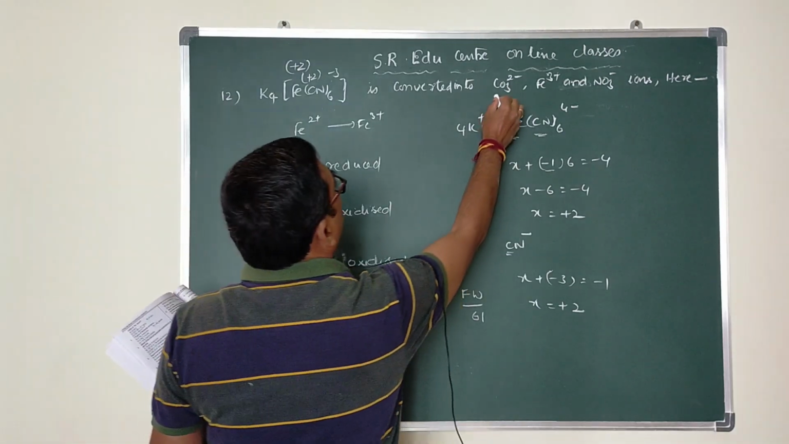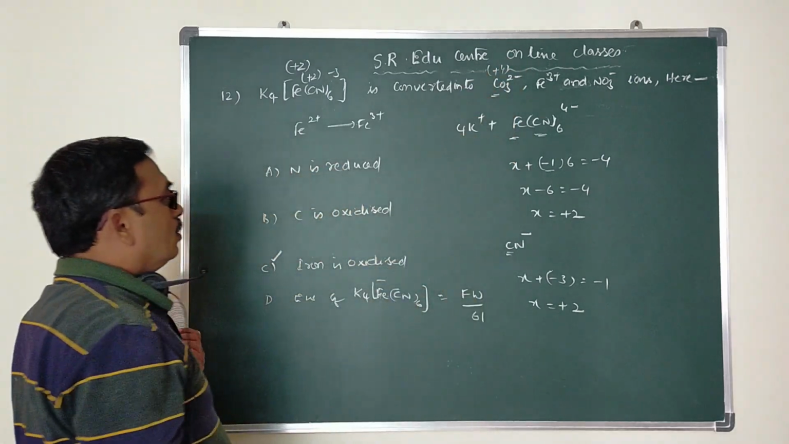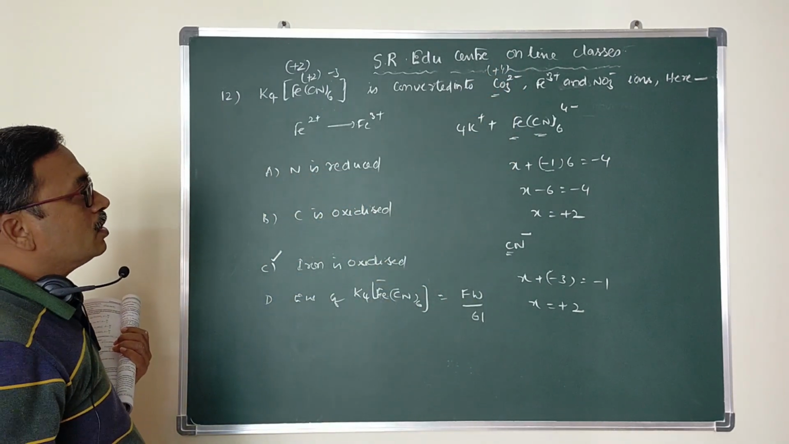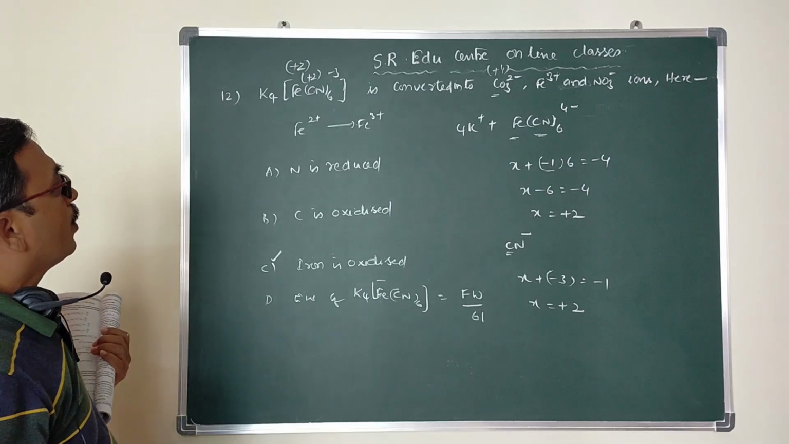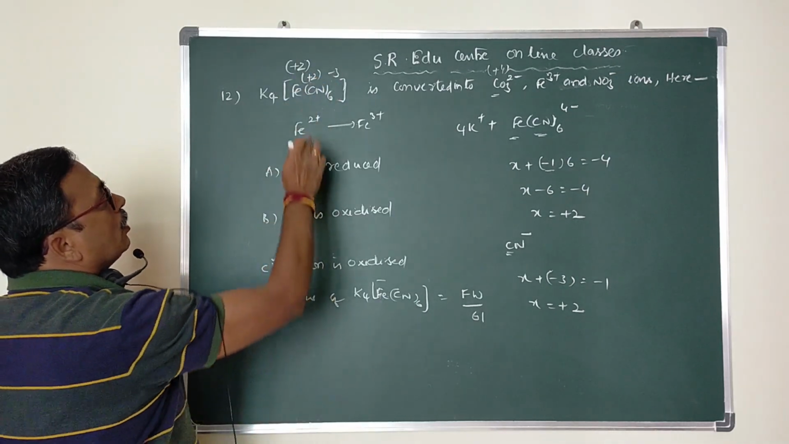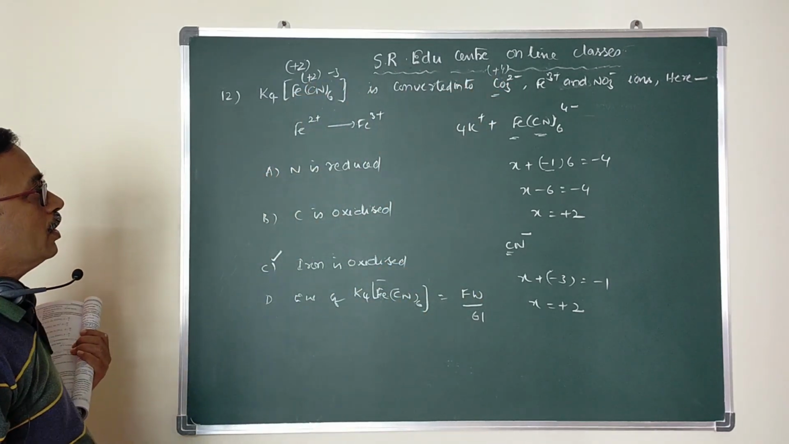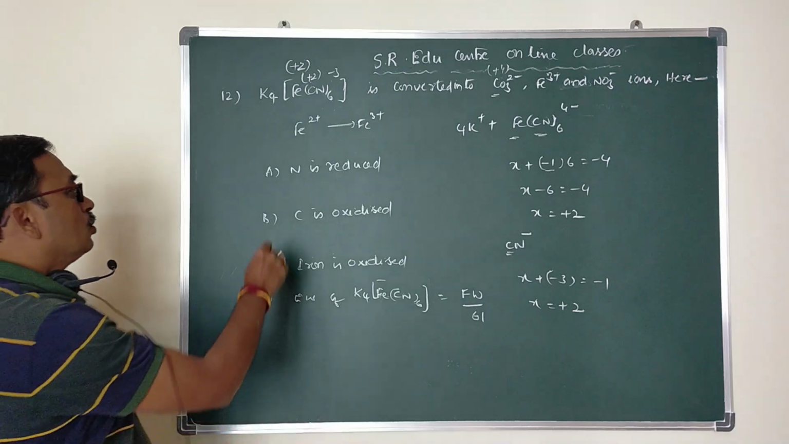In carbonate, the oxidation state of carbon is +4. In the reactant side, the oxidation state of carbon is +2. +2 to +4. Here also there is an increase in oxidation number. Therefore, carbon is oxidized. So B is also correct.